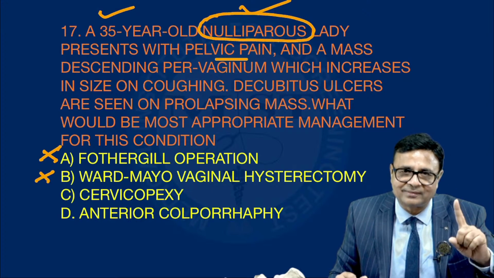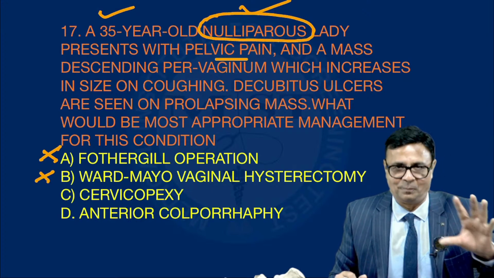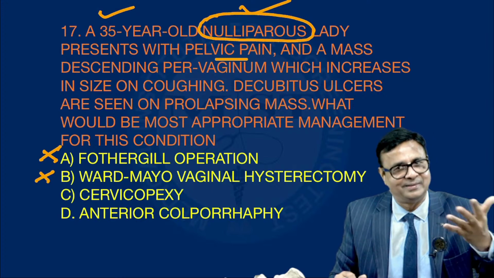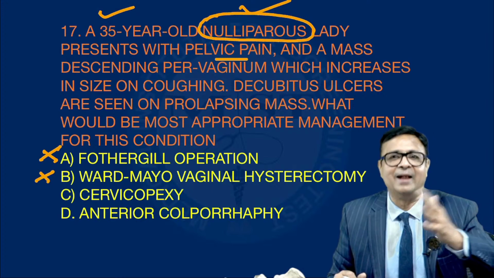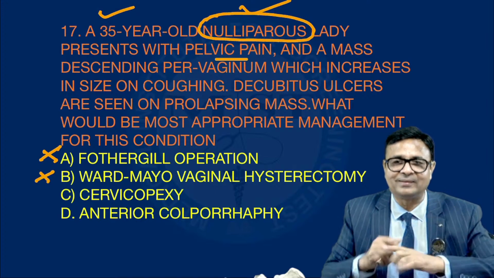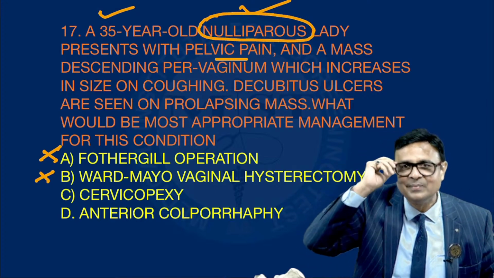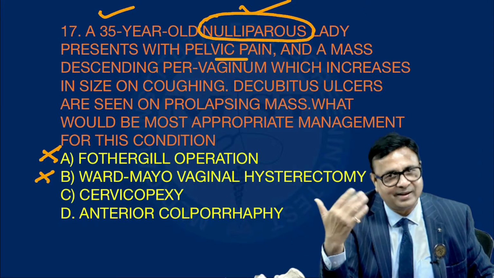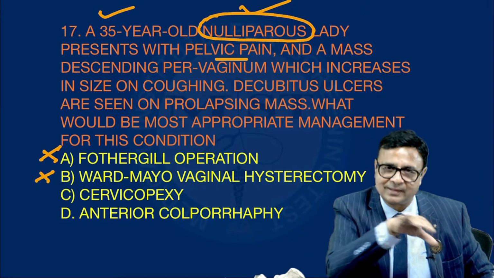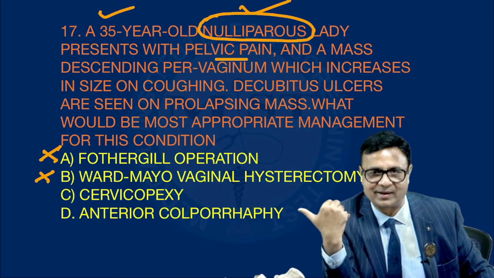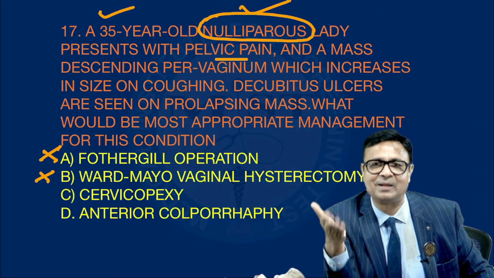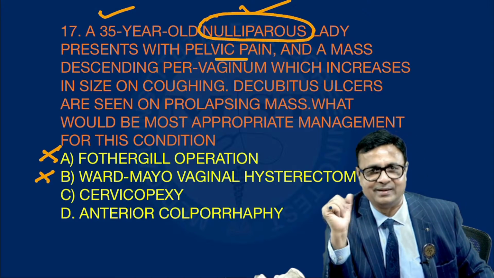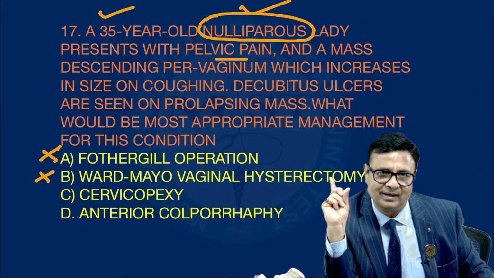Which cervicopexy is best? Virkud cervicopexy. Virkud cervicopexy is a combination of Purandre and Shirodkar. In Purandre, Marlex tape is attached to the rectus sheath, and in Shirodkar, it is attached to the sacral promontory. What is done in Virkud? We perform Purandre on the left side and Shirodkar on the right side, because Shirodkar has multiple complications on the left side. So cervicopexy is done in nulliparous.